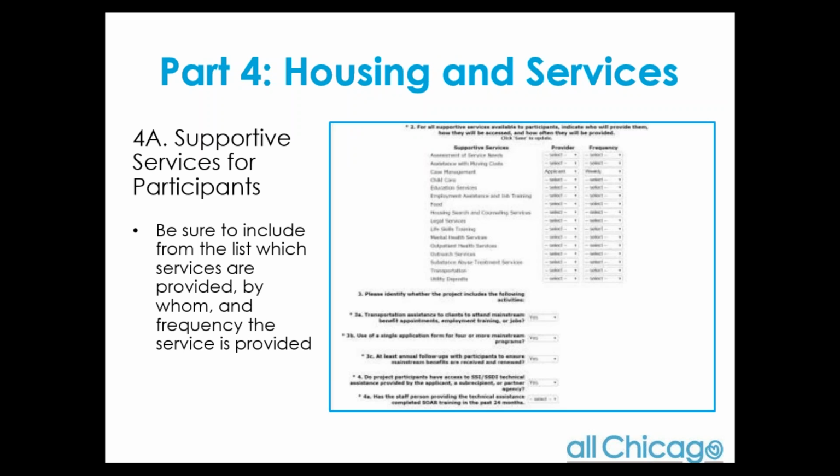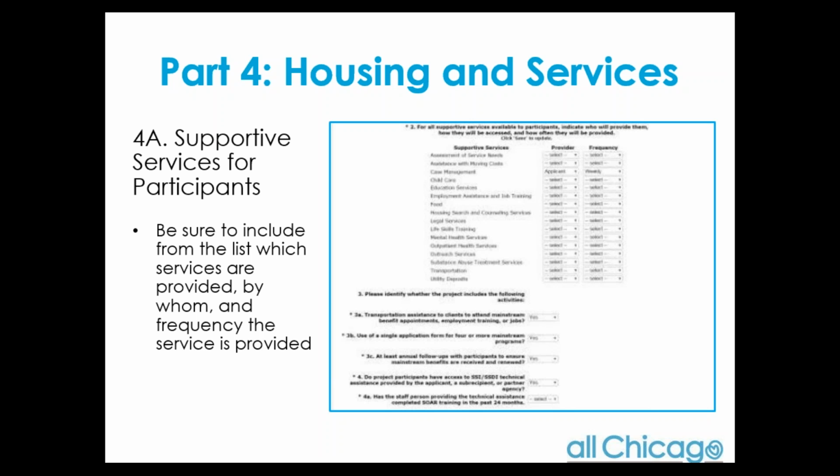The next part is part 4, housing and services. So this talks about your supportive services for participants. You'll basically have a list of supportive service options there, and you'll indicate who is providing that service, so whether it's the applicant or a partner or a subrecipient, and then you'll also indicate the frequency. So you'll want to put the highest frequency. If something occurs in multiple frequencies or can vary, you'll want to put the highest frequency.